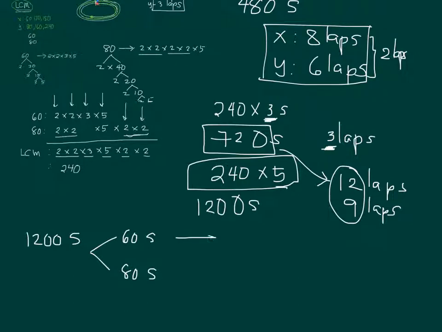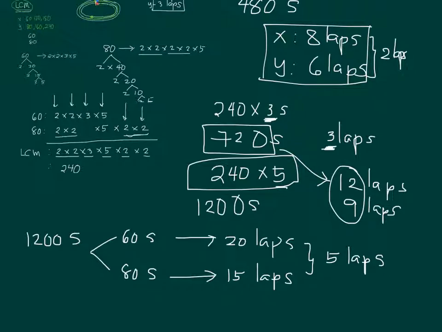So if we divide 1,200 by 60, that's 20 laps for car X. And then we have 1,200 divided by 80, and we get 15 laps. And clearly, we could see now that car X is 5 laps ahead of the slower car.